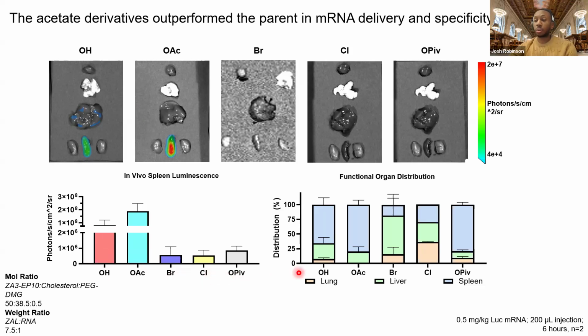Then we also look at functional organ distribution. We see that for the most part, parent, acetate, and pivalate all are spleen targeted, as we would expect from pKa. However, we saw that the halogens do not really hold to that, and they have a little different tropism in that regard. But we see that the acetate not only performs the best, it also has the highest spleen specificity. So from there, we have at least one new derivative of the acetate that works well. And we did no further work with the other derivatives as there's not much delivery there.